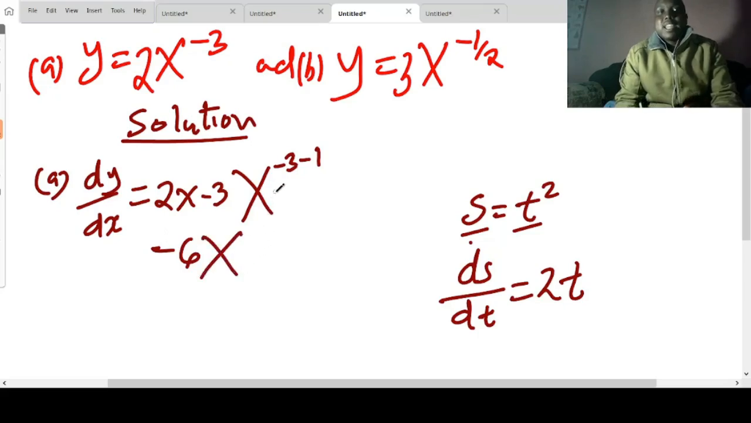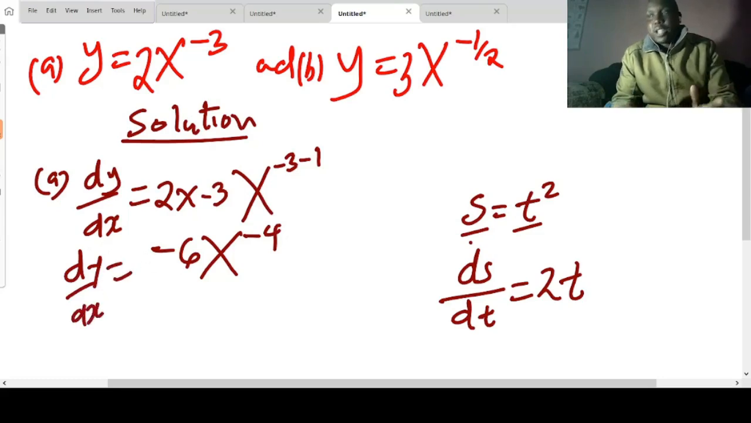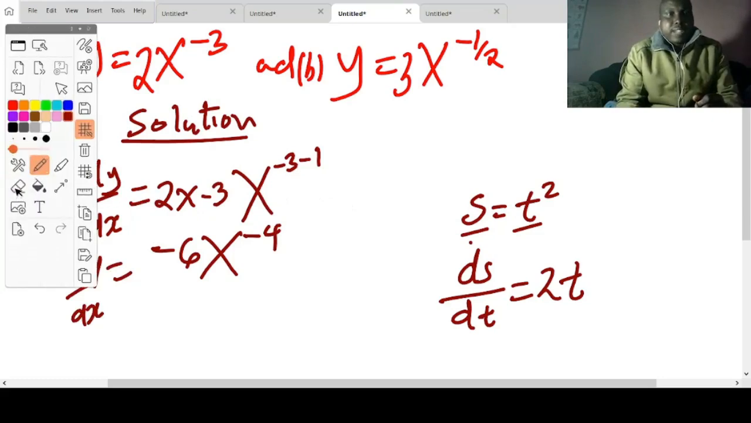Our x, and come to the power. Take your calculator, press negative 3, negative 1, and press the equal sign. And that one will give you negative 4. And we are done. So this one is dy over dx, dy over dx, and that is our gradient function. Good? Yes. Next.